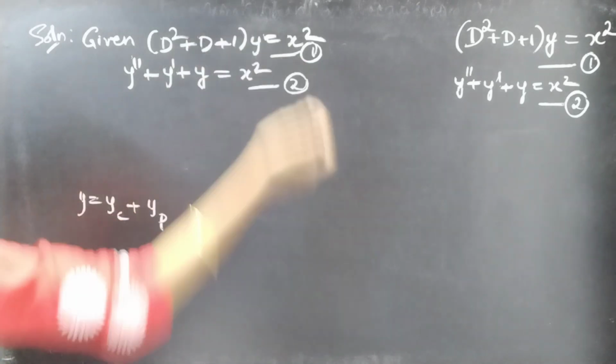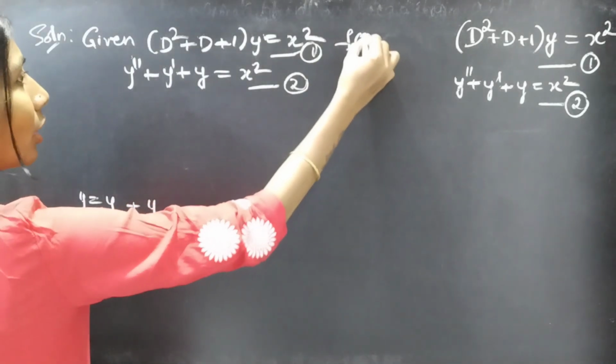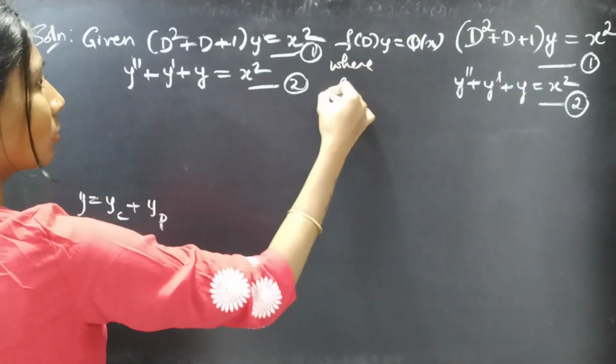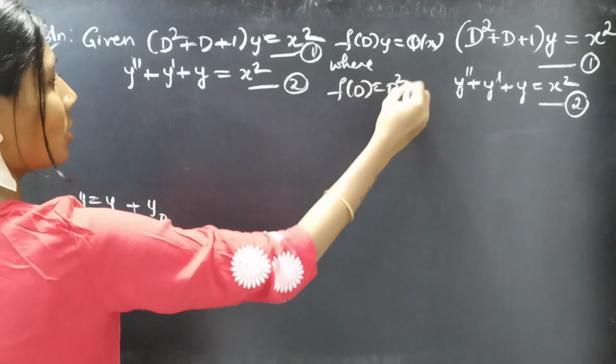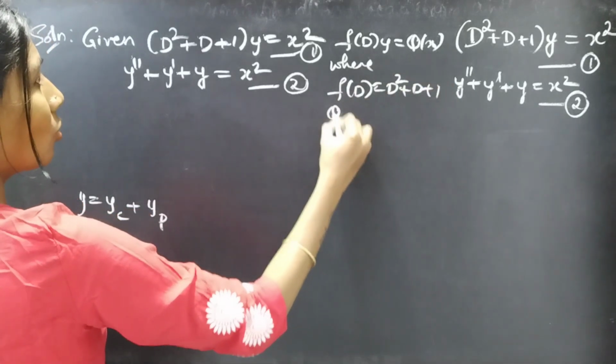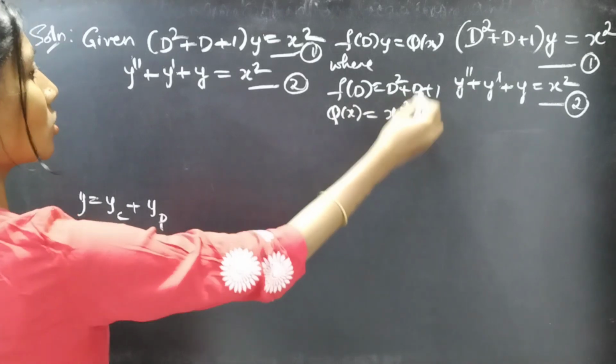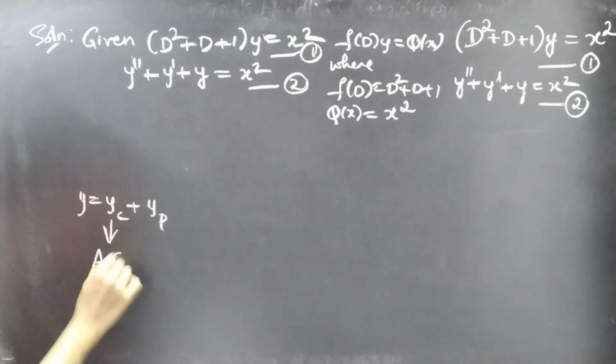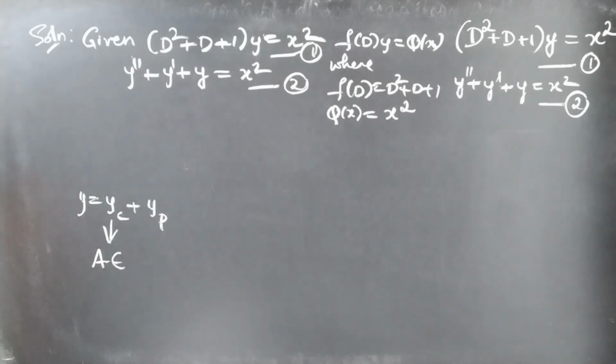The given equation is in operator form, say f(D) y = Q(x), where f(D) is D² + D + 1 and Q(x) is the RHS part of the equation, x², right? Now we'll find yc using the auxiliary equation and we'll find yp using a formula. We can also find yp using a formula or a trial method. I'll pick the trial method, okay? I'll give you the formula also. Fine, let's begin with the auxiliary equation.